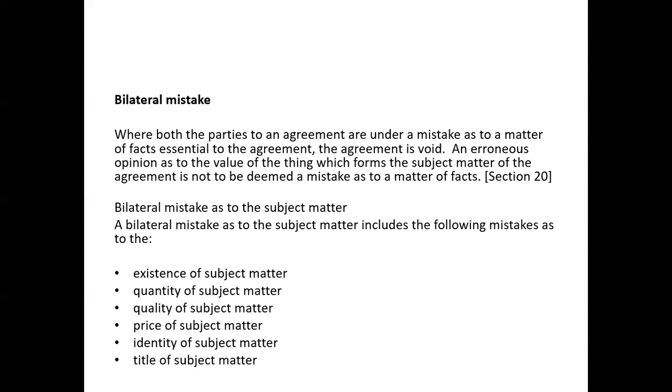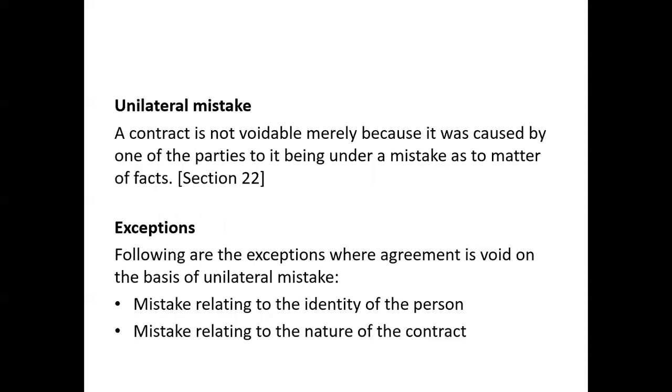Now, the unilateral mistake, where one party is in a mistake and the other party is not. A contract is not voidable merely because it was caused by one of the parties to it being under a mistake as to a matter of fact, under Section 22. Let's suppose there's a contract for the sale of screws. One party may incorrectly believe that the word screw refers to a specific brand of screws, for example, Phillips head screws.